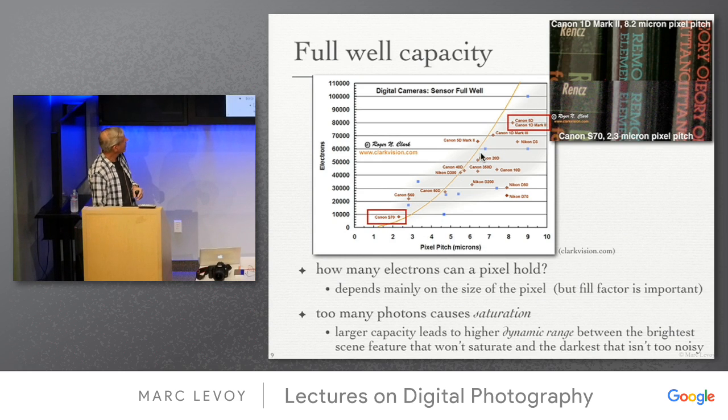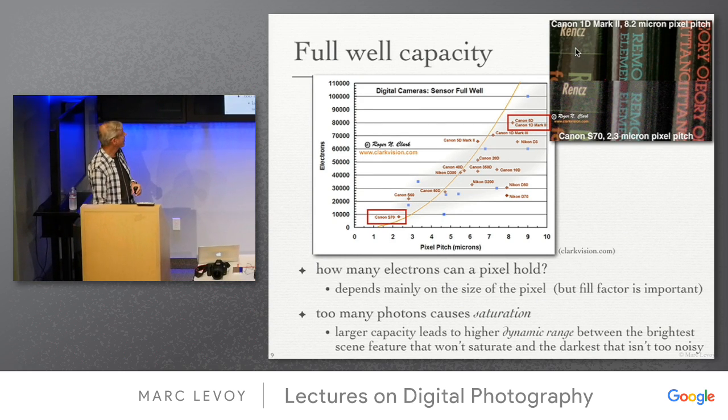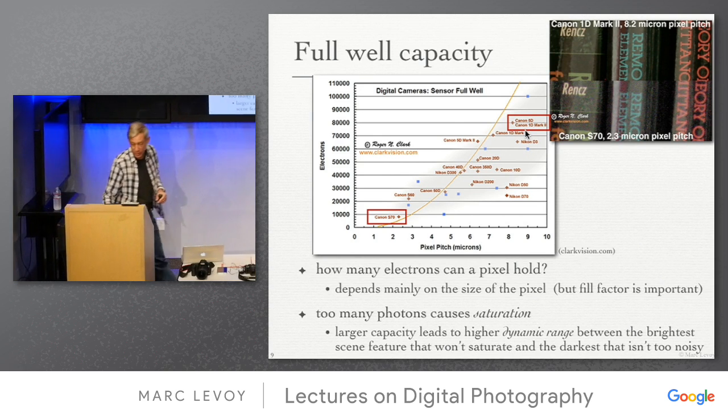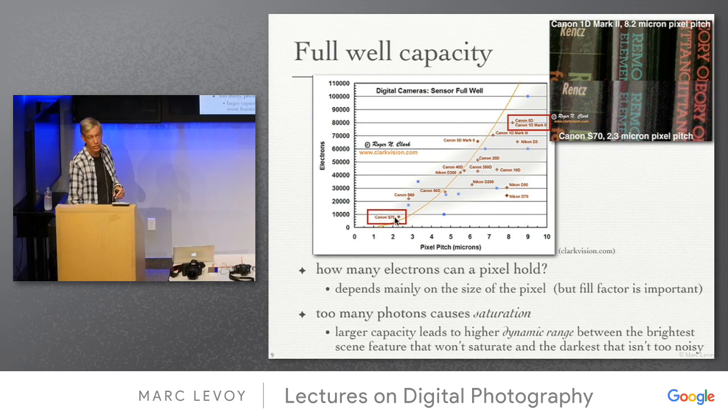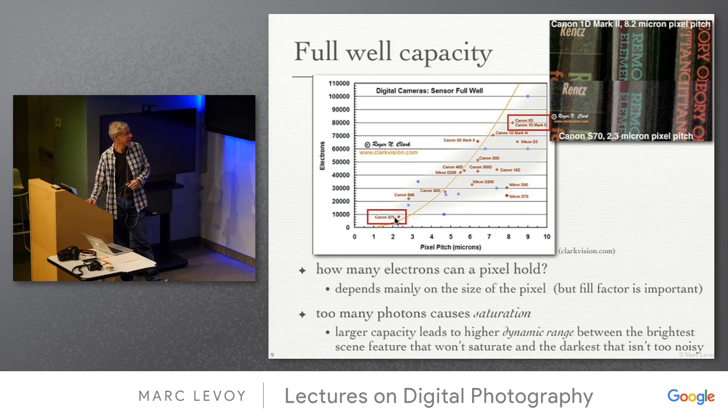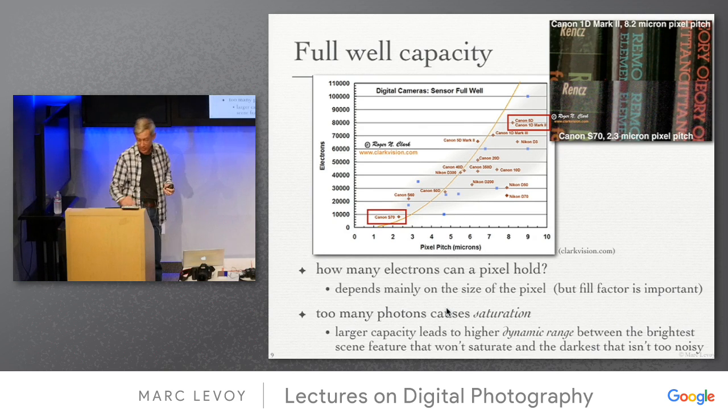And here's an example. I don't know if you can see. This one is noisier than that one. The one on the top is a Canon 1D Mark II, and the one here is a point-and-shoot camera, the Canon S7D. Too many photons causes saturation. We'll talk about dynamic range a little bit later.